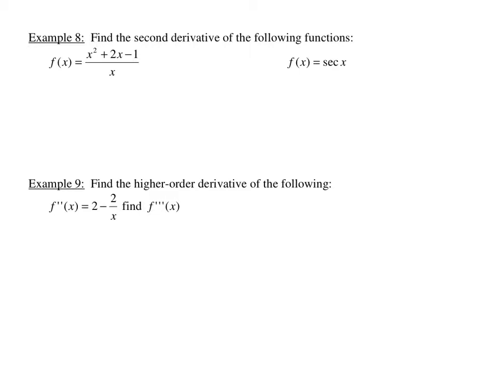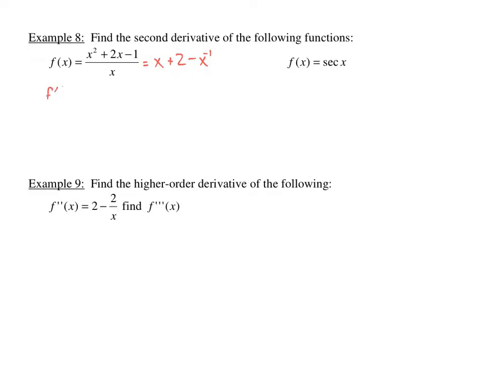Now, the same things still apply. You would want to simplify things first before you take a derivative. Like in this first example, I'm going to rewrite this by splitting it up into 3 separate parts, all over x. I can reduce the first one down to x squared over x is x, plus 2x over x is just a 2, minus 1 over x, which is x to the negative 1. Okay? I simply split it up into 3 separate parts.